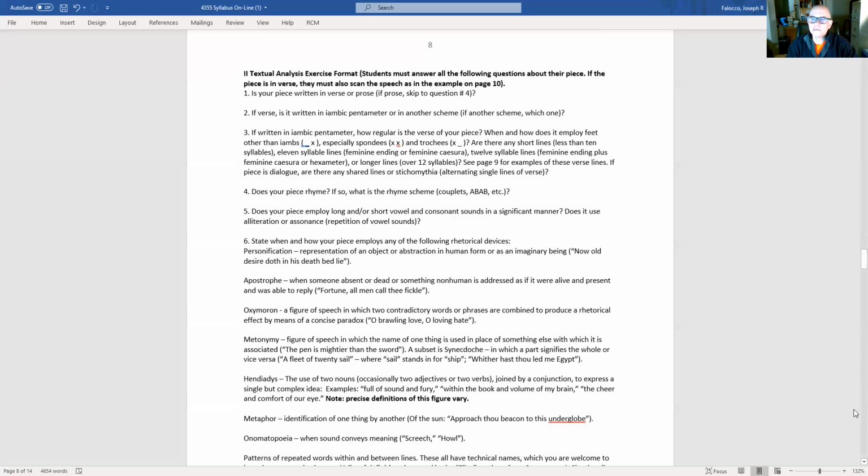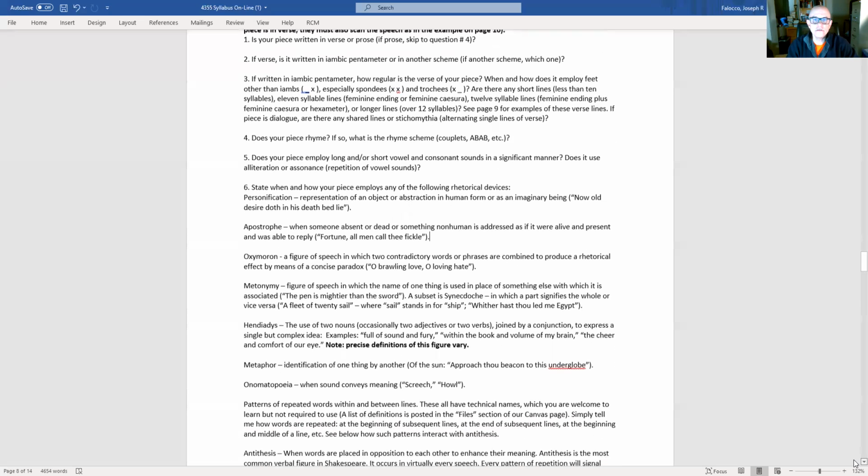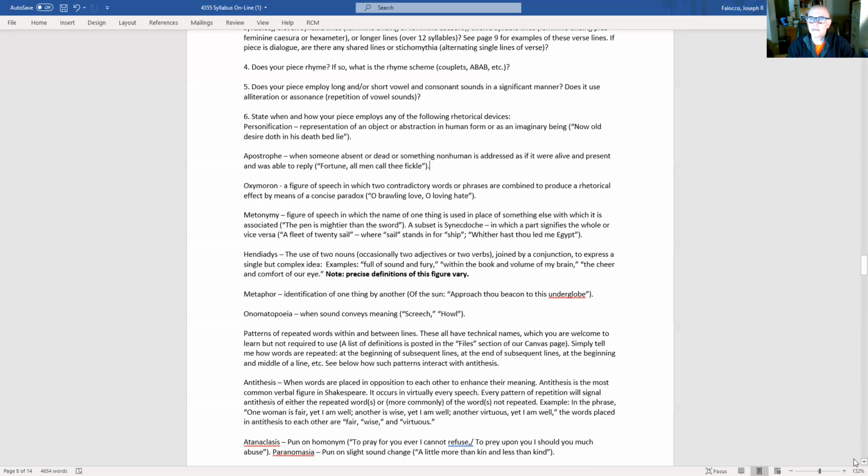Okay, now we've got metonymy and synecdoche. Now these two are related, and life's short. Let's not get into a spitting contest about whether a given figure is metonymy or synecdoche. Synecdoche is a subset of metonymy. All synecdoche is also metonymy. So metonymy is a figure of speech in which the name of one thing is used in place of something else with which it is associated, as in the phrase, the pen is mightier than the sword. It's kind of symbolism. The pen symbolizes intellectual activity, the sword symbolizes brute force.